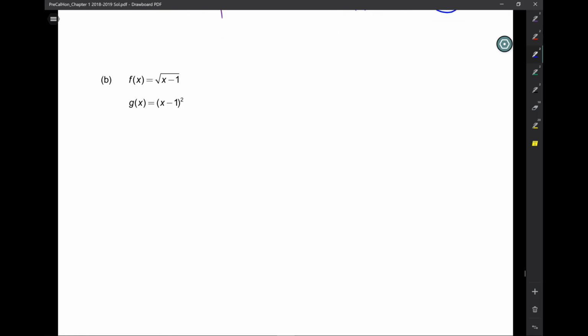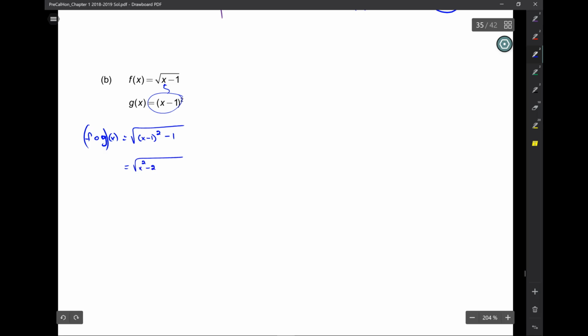All right, so for f of g of x, think to yourself, what is the outside function? F of g of x. F is the outside function. That means g has to go inside of f. So it's going to be the square root of g minus 1. All right? So that will be the square root of x squared minus 2x plus 1 minus 1. And so that is this.